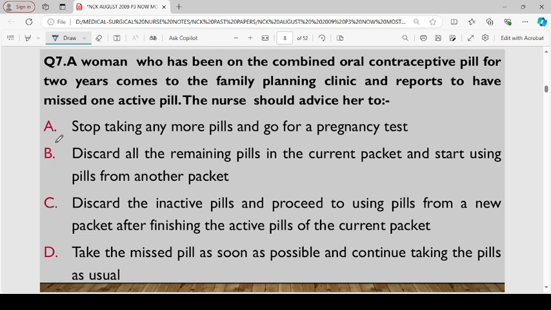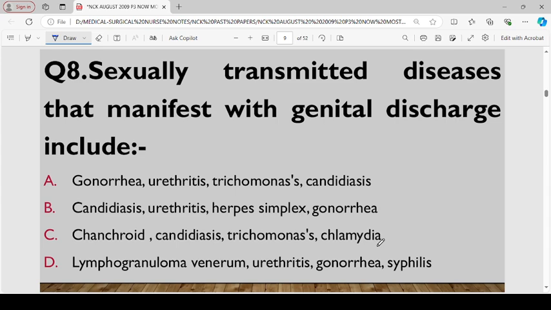Number 7, a woman who has been on combined oral contraceptive pill for 2 years comes to the family planning clinic and reports to have missed one active pill. What should the nurse advise the mother to do? Stop taking, no, this should not be the case. Discard, no. Discard inactive, how do you know that? You should advise the mother to take the missed pill as soon as possible and continue taking the pills as usual, right?